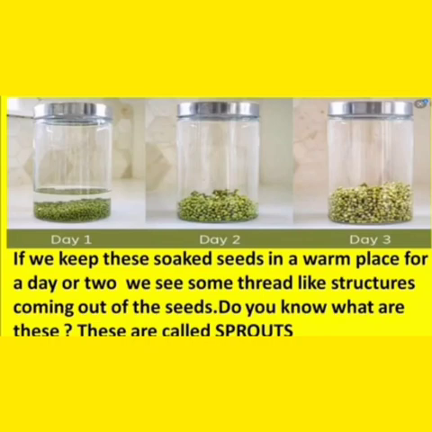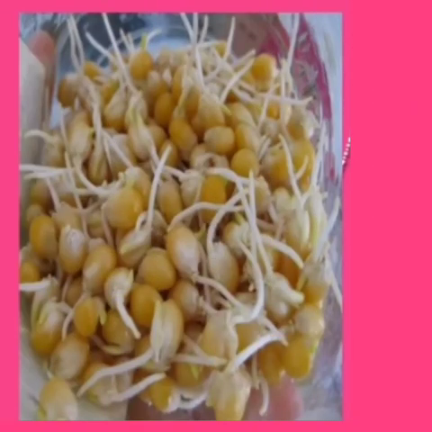Now, if we keep soaked seeds in a warm place for a day or two, we see some thread-like structures coming out of the seeds. Do you know what these are called? Well, these are sprouts. Now have a closer look at the picture. Can you see the thread-like structure? So how are they formed?